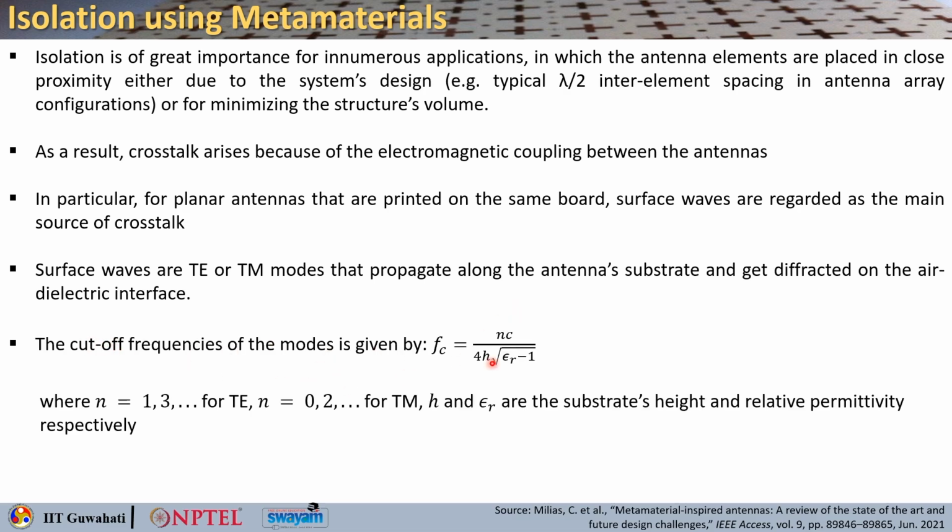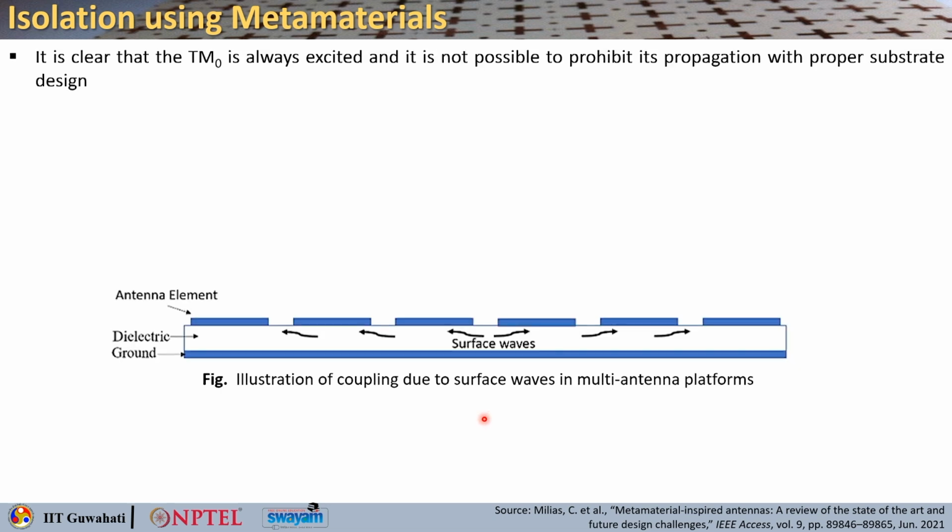Now you can see the cutoff frequency Fc_n will be n divided by 4h square root of epsilon r minus 1. So Fc is the cutoff frequency, n is 1, 3 and so on for TE, and n will be 0 and the even numbers for TM. h is basically the substrate's height and epsilon r is the relative permittivity of the substrate.